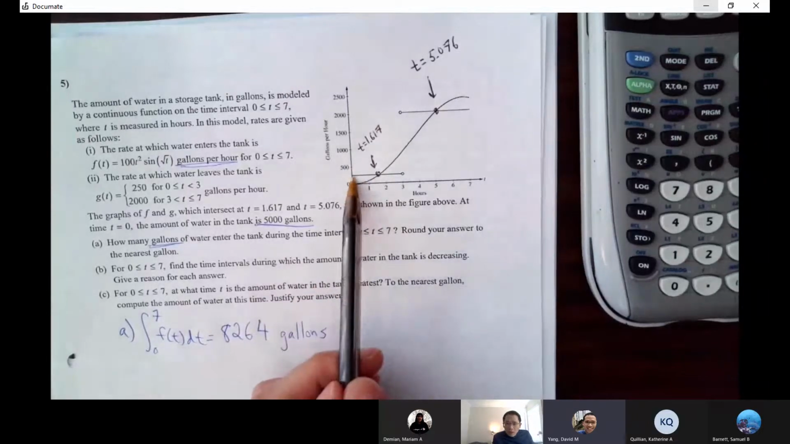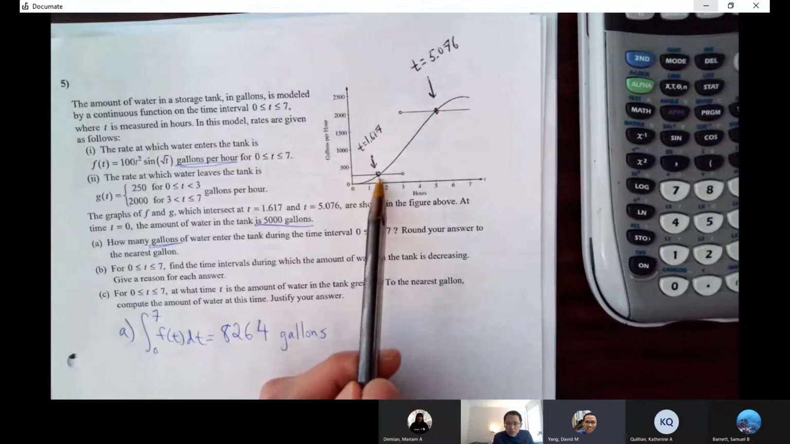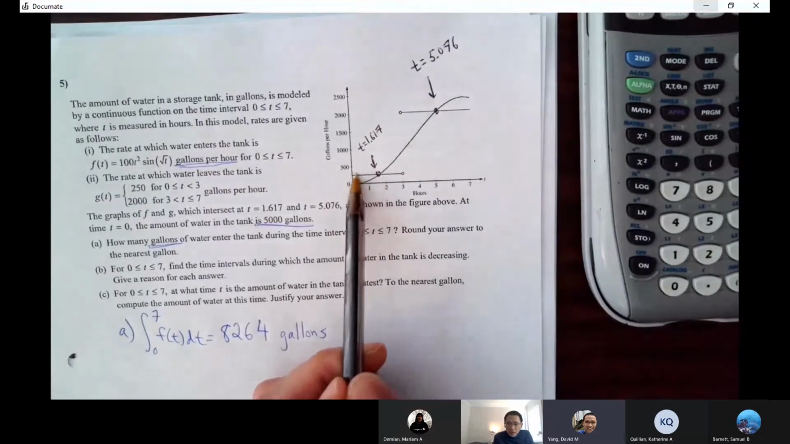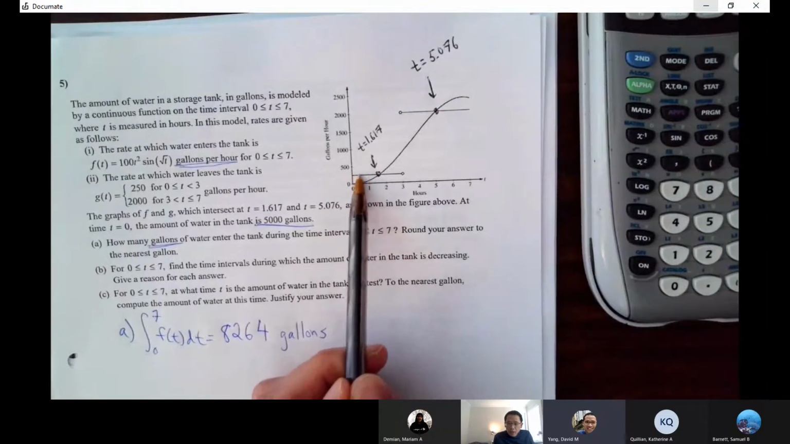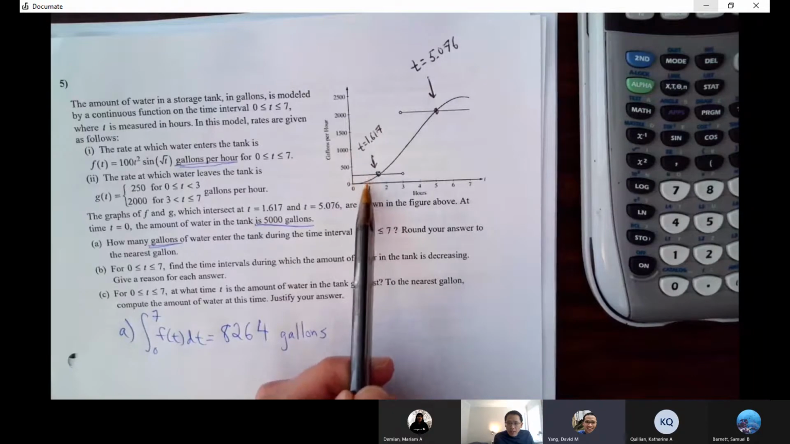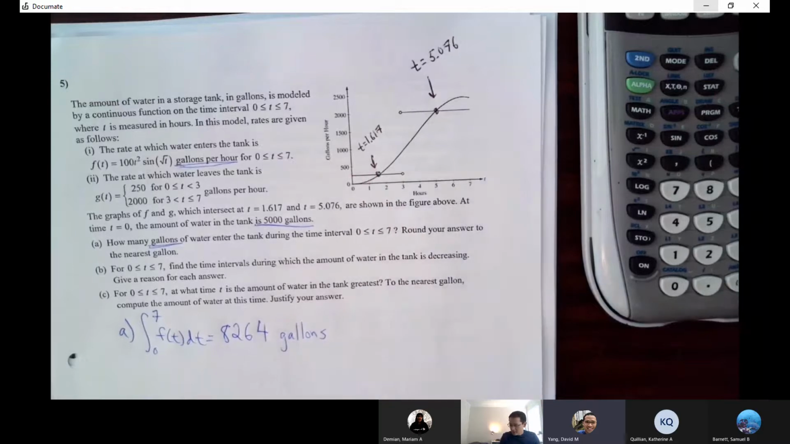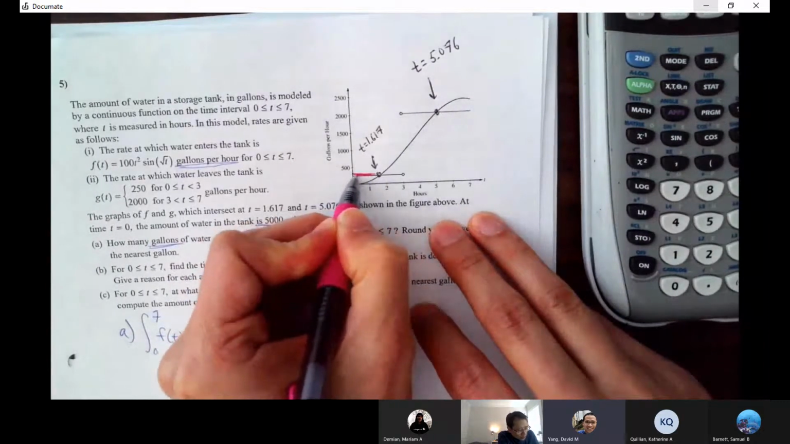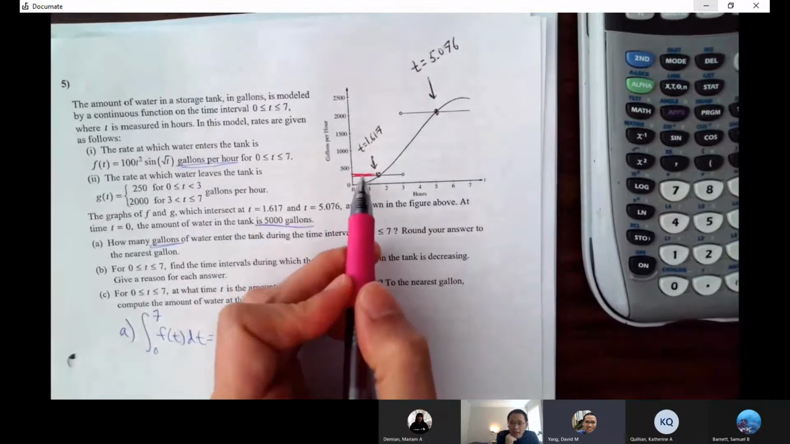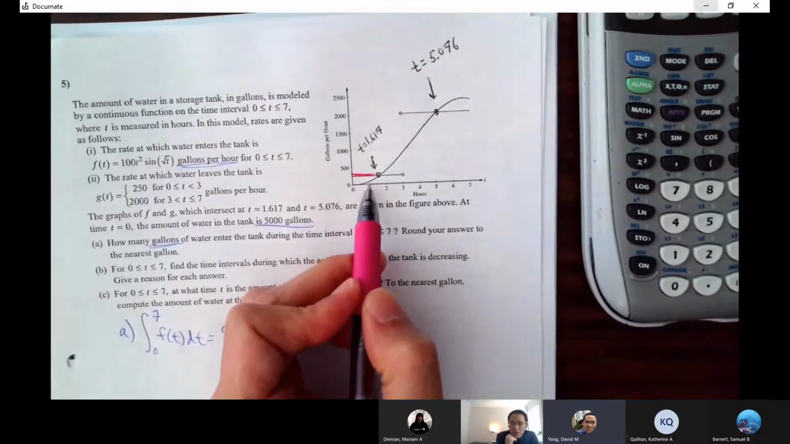So here, I want you to observe what's happening between 0 and 1.167. Notice how my horizontal line is above the curve. So what that means is that the rate at which water is leaving is more than the rate at which water is entering the tank. So if I'm letting out more water than I'm bringing in, the water level is going to be dropping. I'm going to highlight with red to indicate that my water level is dropping in this time interval because the rate that the water is leaving is greater than the rate at which water is coming in.